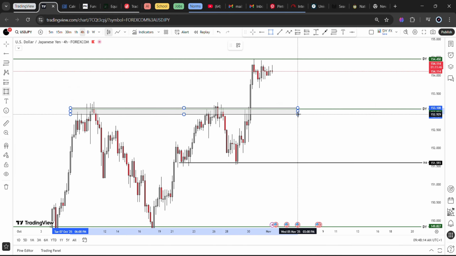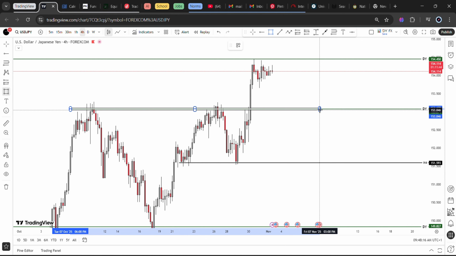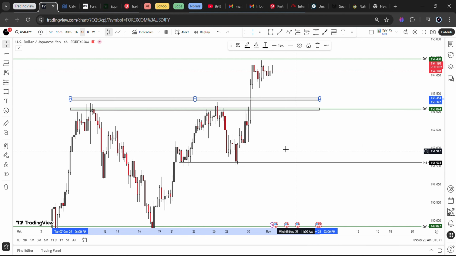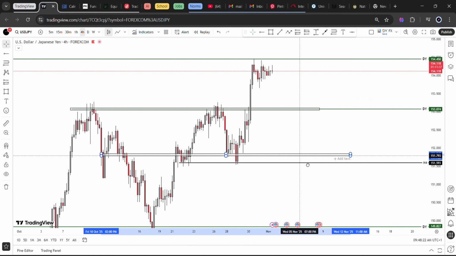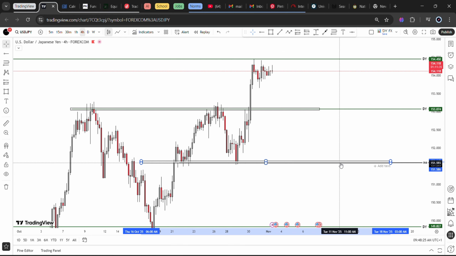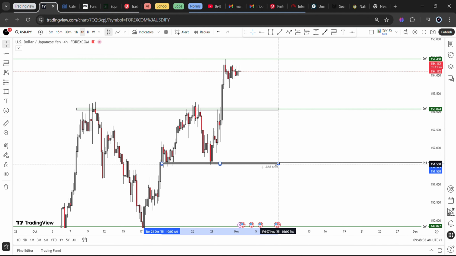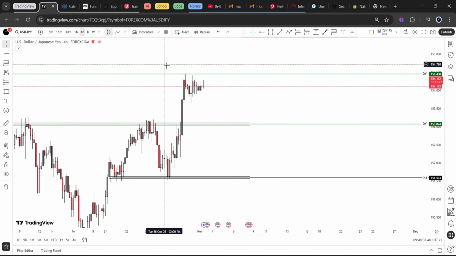Now we include our rectangle too. This rectangle is to make us understand that we don't just treat support and resistance levels as lines, we treat them as zones, not lines. So they are not just lines, but they are zones. Treat them as zones. So now we have our rectangle there.